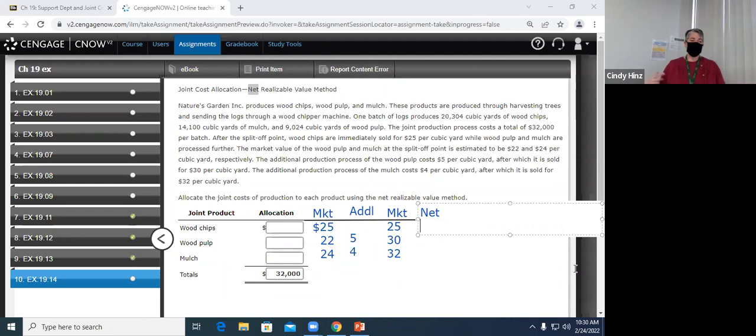So the net realizable value for our wood chips doesn't cost us any more. So it's $25. The wood pulp we can sell for $30, but it costs us an extra $5 to get it ready. So it's also net realizable $25. The mulch we can sell for $32, but it costs us an extra $4 to process it. So the net realizable value, the actual amount we would realize after that additional processing cost, is $28.